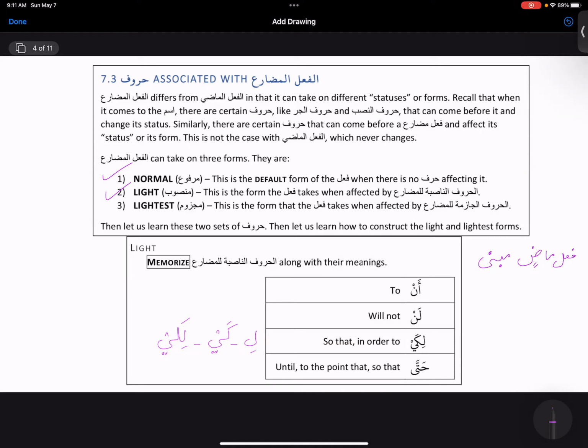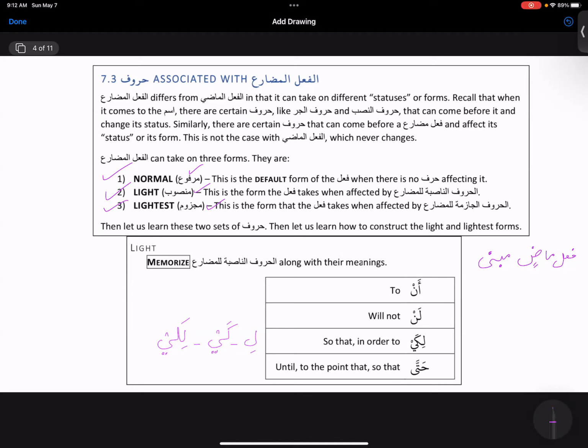And then fail mudariya can be majzoom, not majroor. Majroor is the study of Isam, but majzoom is the study of fail. So who can repeat how many different kinds of mood fail mudariya can have? Three. What are they? Normal, mansoob, majzoom. Can you say the Arabic terms, please? Marfu, mansoob, and majzoom. Very good. One more time: marfu, mansoob, and majzoom.